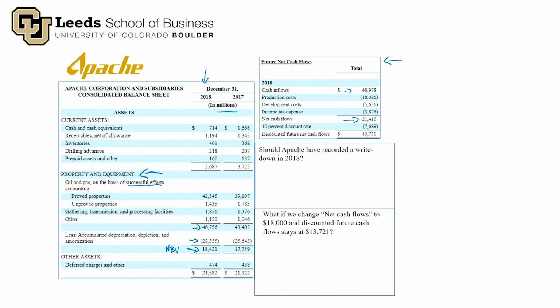So this is the number we care about. The cash inflows from owning these assets is $21.4 billion. And this is undiscounted. So undiscounted future cash inflows is $21.4 billion. And that is step one. So let me go back to step one.